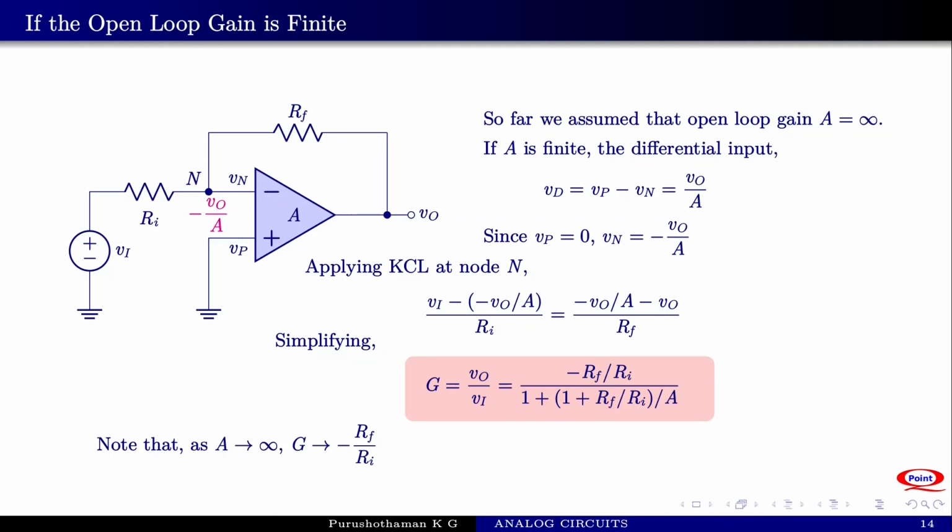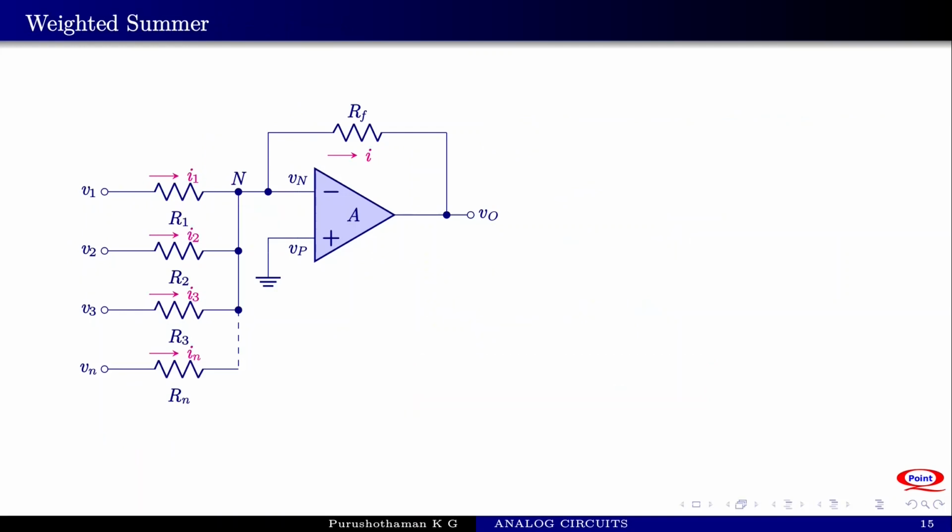So we know for ideal operational amplifiers A is infinity, but for practical operational amplifiers the gain is extremely high but not infinity. We will see the consequences later. Now we will find an application for the inverting amplifier, the weighted summer or the summing amplifier.